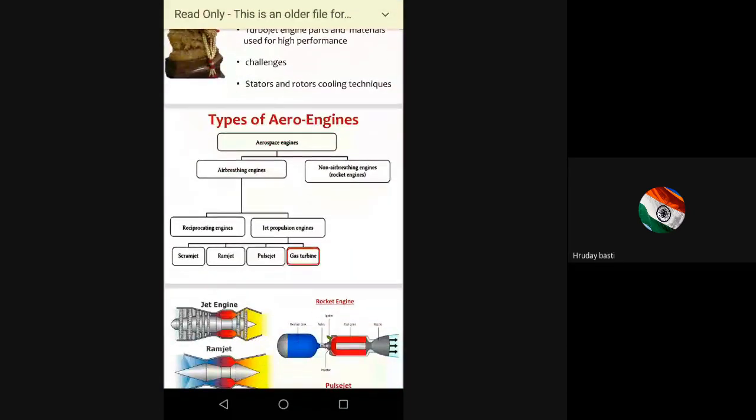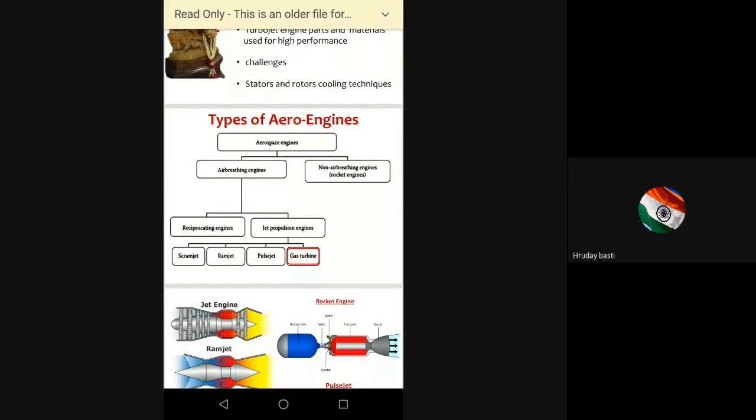And reciprocating engines, we have many times discussed about the two-stroke engines, three-stroke engines, or the cylinder engines, or the different types of fuel engines like that. And now this topic is about the jet propulsion engines. So in that we have, other than the on-road vehicles, we have also jet propulsion engines or the turbojet engines.